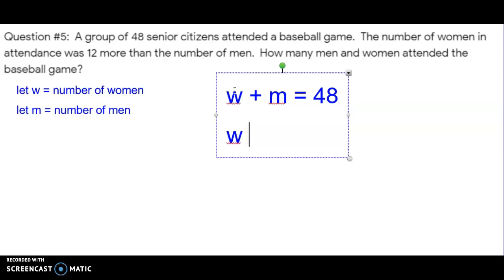number of men. Whenever you see the word was or is, that usually means it's equal to something. So the number of women was 12 more than the number of men. So if I take the number of men, add 12 to it, I'm going to get W.